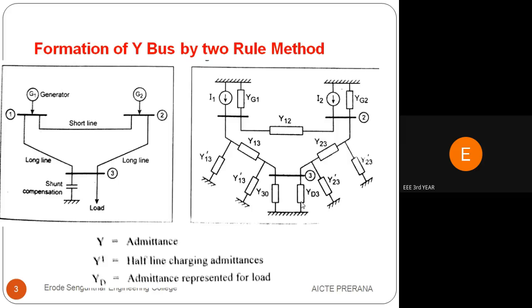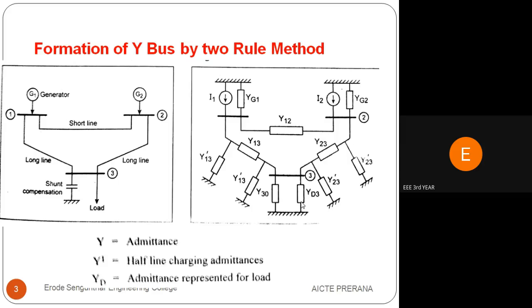Let us see in this diagram the formation of Y bus by two rule method. In this first diagram, we are considering a three bus system. In this three bus system, totally we have three buses. The first bus consists of a generator, and the second bus also consists of a generator, whereas the third bus consists of a shunt compensator and load. And these three are interconnected.